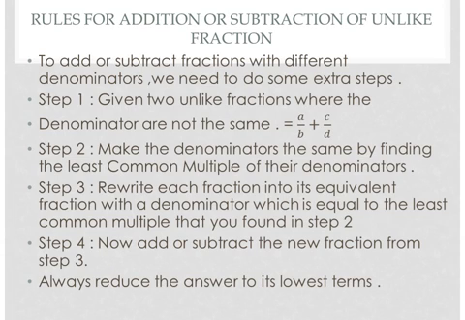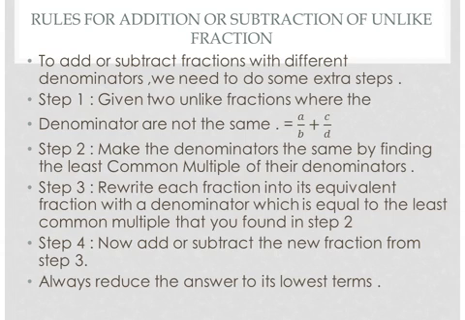Rules for addition or subtraction of unlike fractions. Unlike fractions means different denominators. To add or subtract fractions with different denominators, we need to do some extra steps. Step 1. Given two unlike fractions where the denominators are not the same, meaning a/b plus c/d. Here b and d are the different denominators.